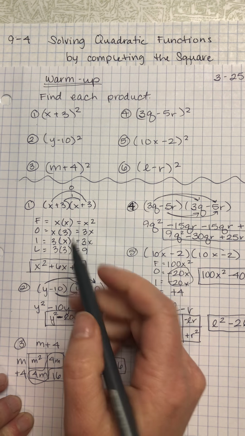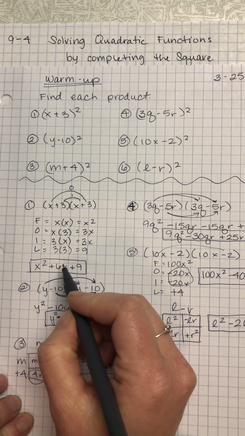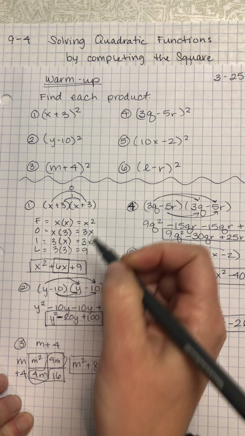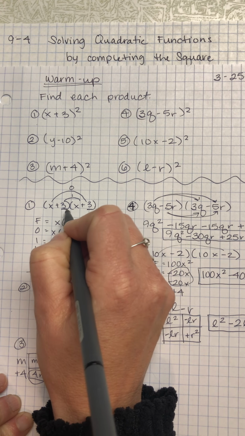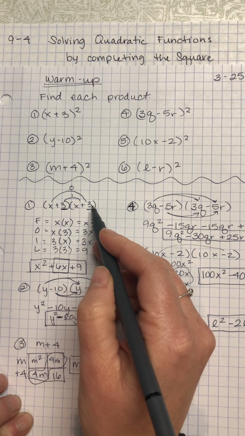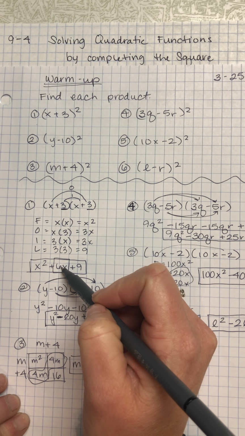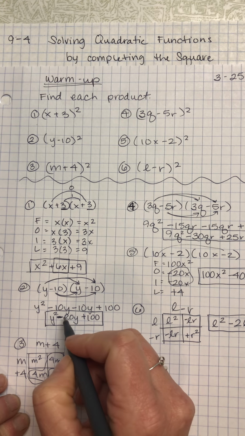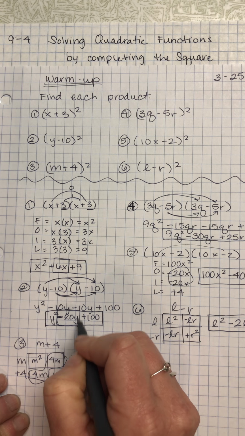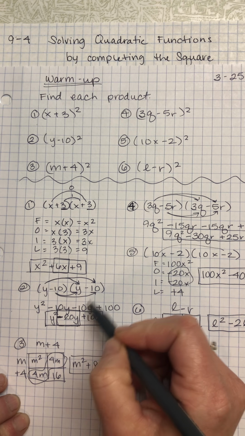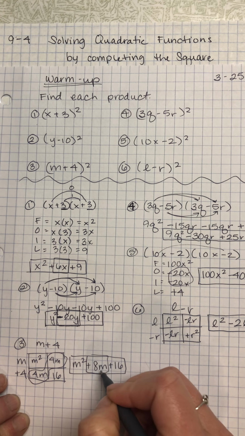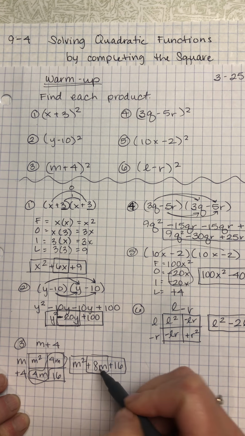Okay? So I want to point out, if we focus on looking at this middle term in the relationship to what is in the parentheses, you'll notice that 3 is half of 6. If I look at the next one, negative 20 is my middle number, and negative 10 is half of 20. For number 3, 8, and 4 is half of 8.